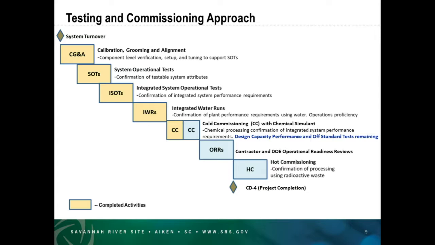The other thing we still have to finish up is what we call off-standard tests. There's 5 of those, and those are off normal conditions in the facility. We take out plant power and prove we can bring the facility back up. We take out our control system and prove we can get it back online. We take down our ventilation and demonstrate we can start it up. So there's 5 of those tests. 2 have been done, so we still have 3 that'll need to be completed after DCPT. Then, as I've mentioned, we do the ORRs and hot commissioning and then into normal operations.